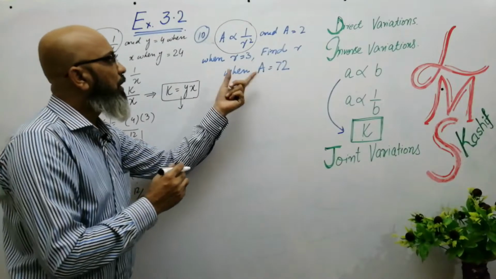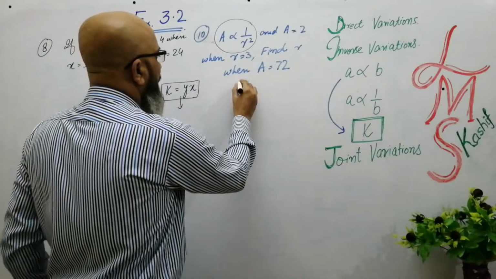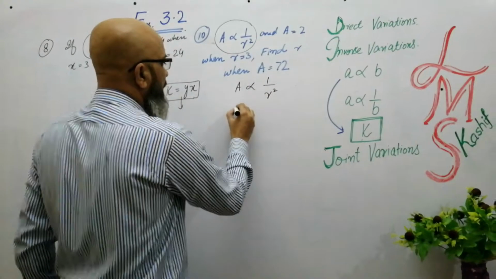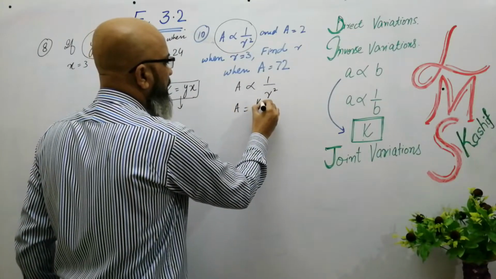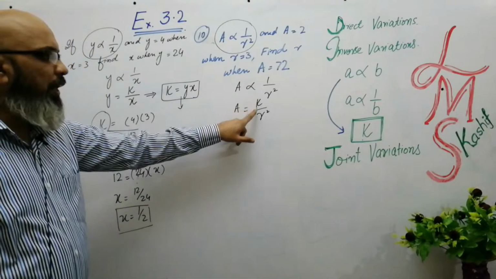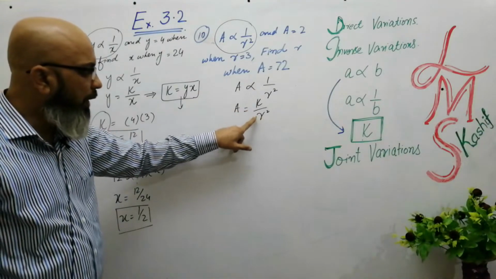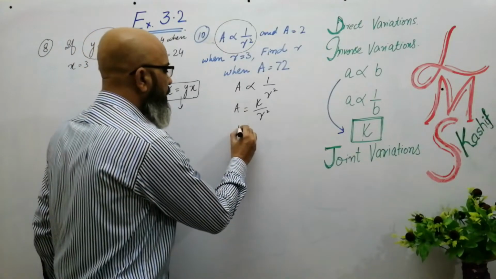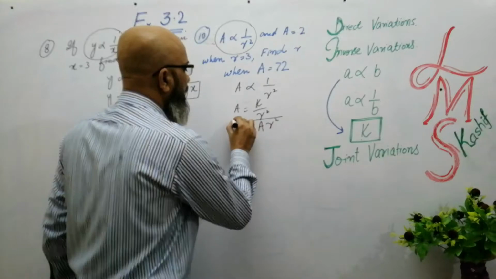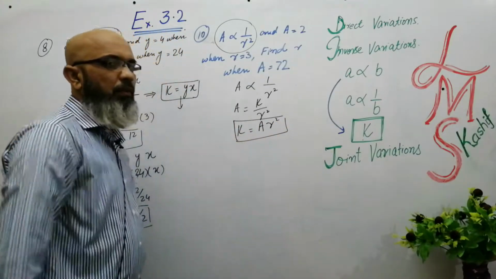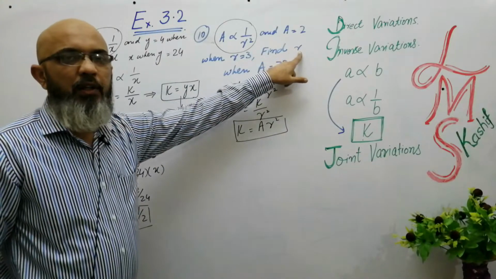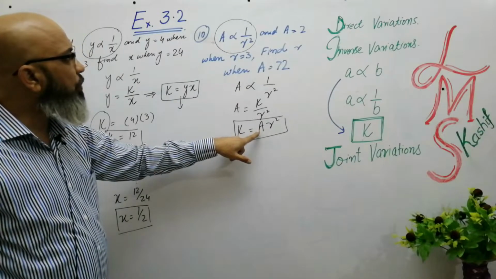Look at another question. Again, a is proportional to 1 over r square. So when we multiply with the proportionality constant, it will come in this way: a is equal to k over r square. Now multiply r square on the other side, so it means k is equal to a r square. This is the equation which we use for the value of k and for the value of the rest of the things.